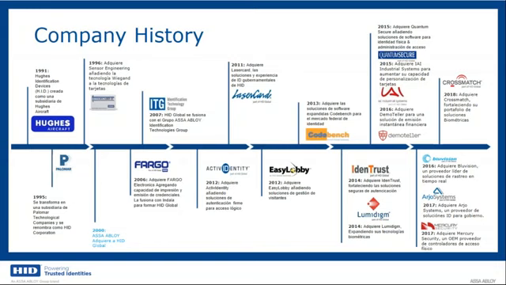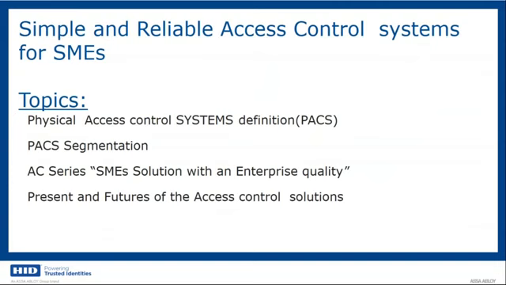all of them satisfying the needs of our customers regarding the secure identities that they need to use day by day, okay? This is what we are going to look at today. We are going to talk a little bit about physical access control systems. What are those and how do we define them? We're also going to talk about the market and the segmentation of this market in physical access control systems. Later on, we are going to talk a lot about a specific product that is called AC Series.